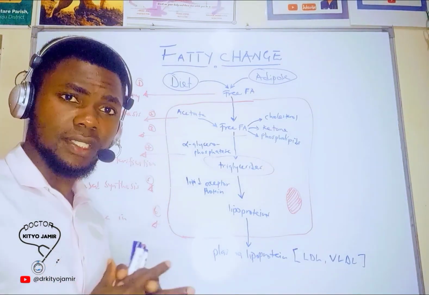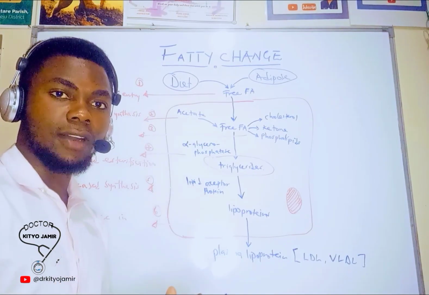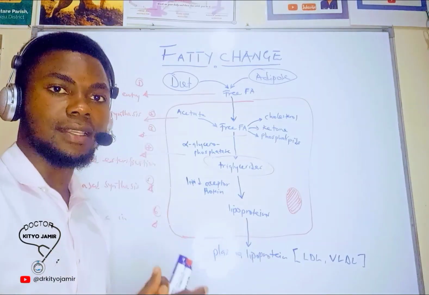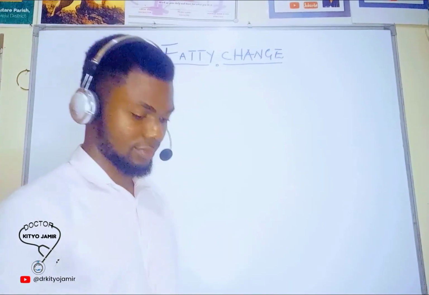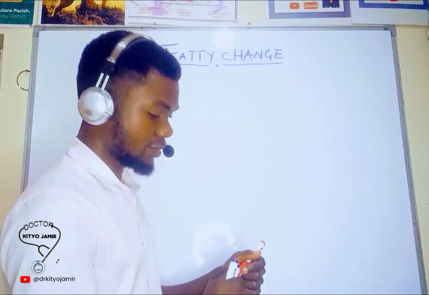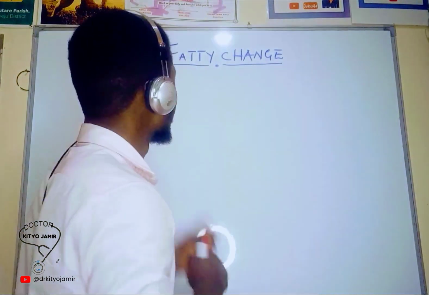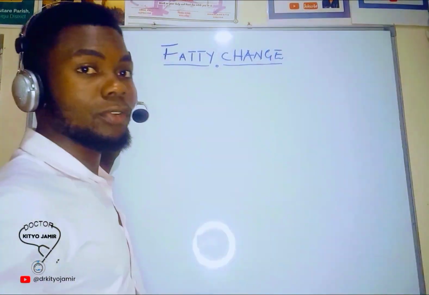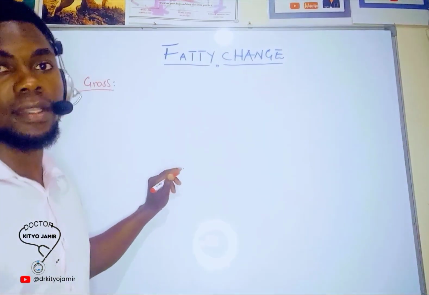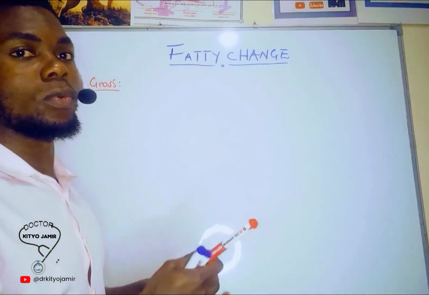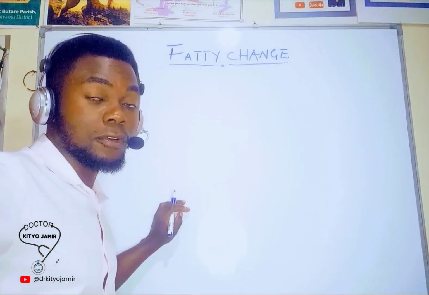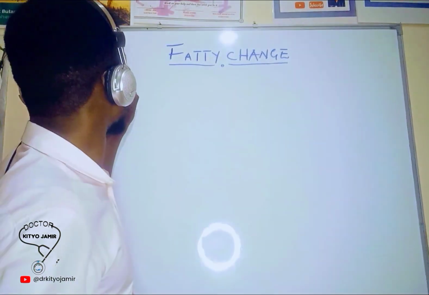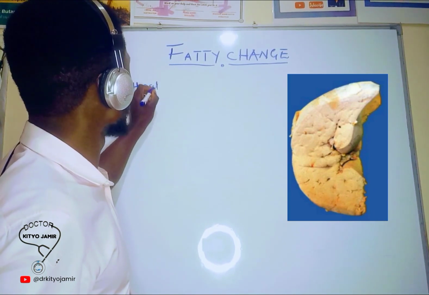Let us look at the morphologies. How is this liver now going to be looking like? How is it going to be appearing? Gross features and microscopically. So the morphology, the gross features, what are we going to see? The gross features, we are going to have, first of all, the liver, it's going to enlarge. So we are going to have hepatomegaly.